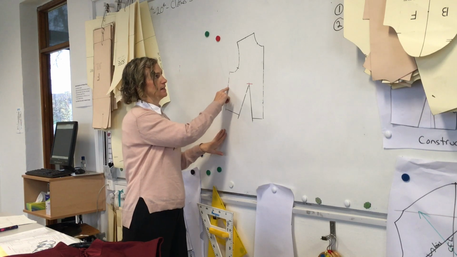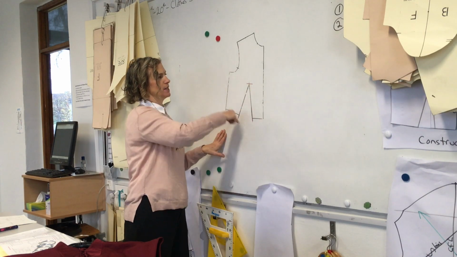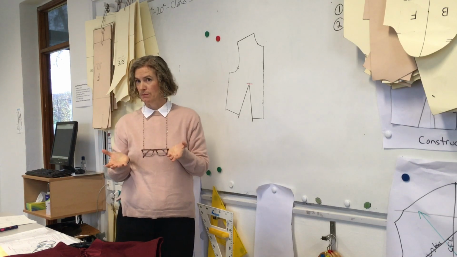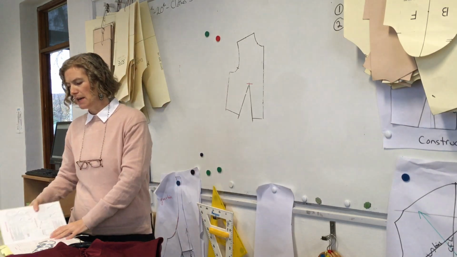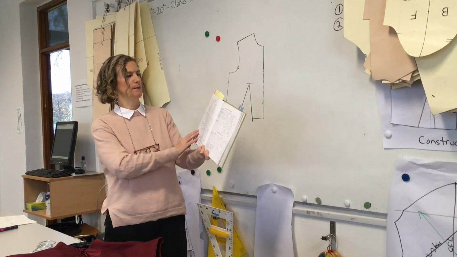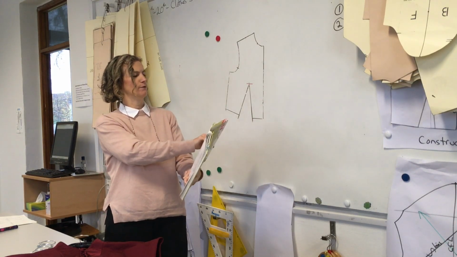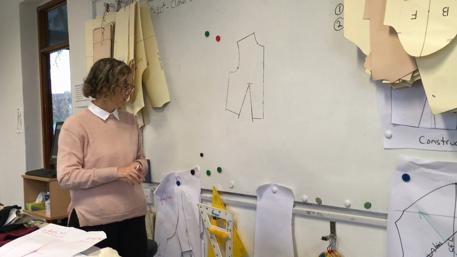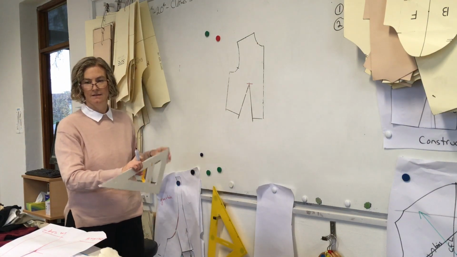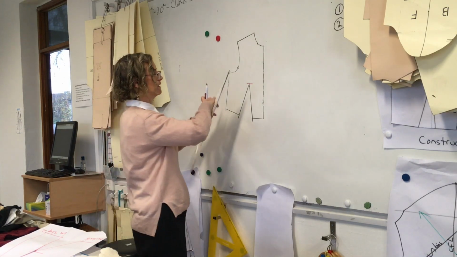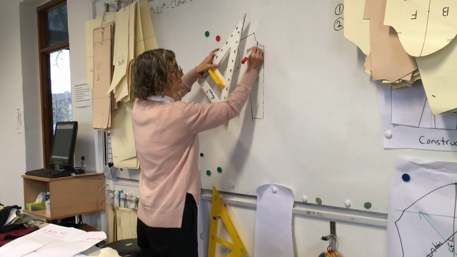So again, we could choose any position here that we want, and what might be nice is that you do a couple of them. By the way, the page in Winifred Aldrich's book that corresponds to this is page 84. First I'm going to just do one from the neckline. Well, I want the dart here. So I'm going to choose my position.